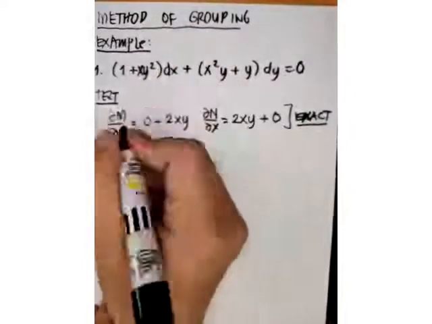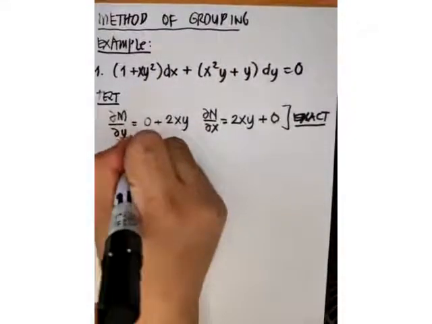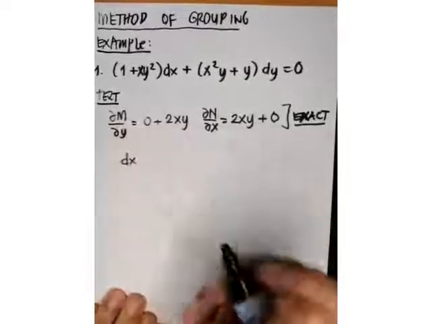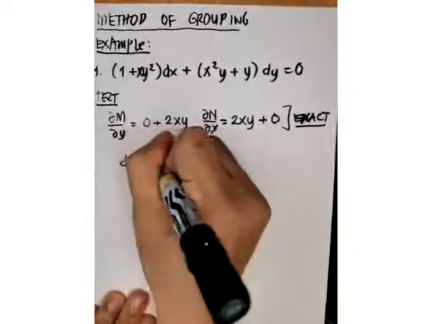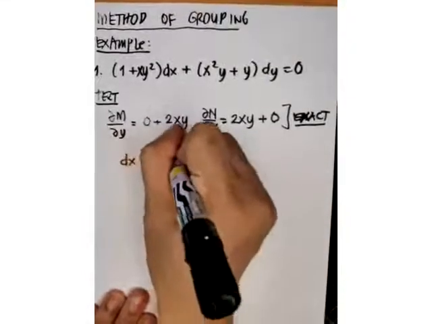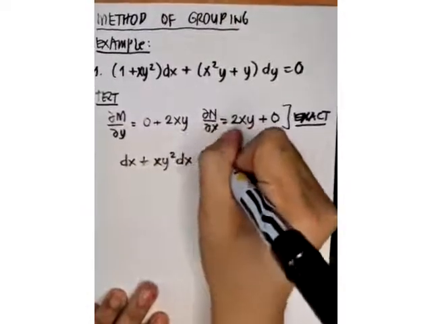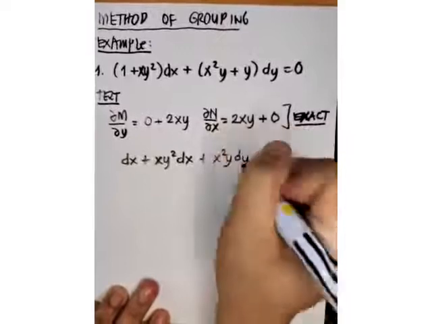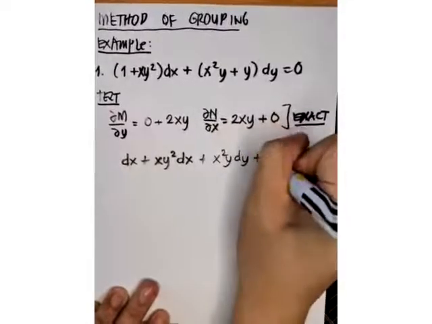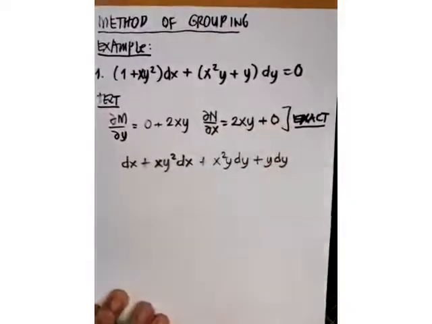Distribute natin dito, so magiging dx, plus xy squared dx, plus x squared y dy, plus y dy. Wag nyong isasali yung 0.